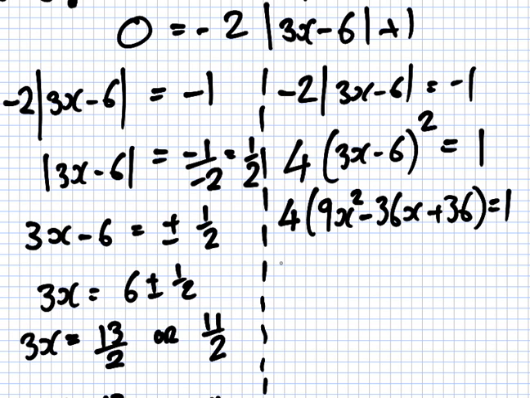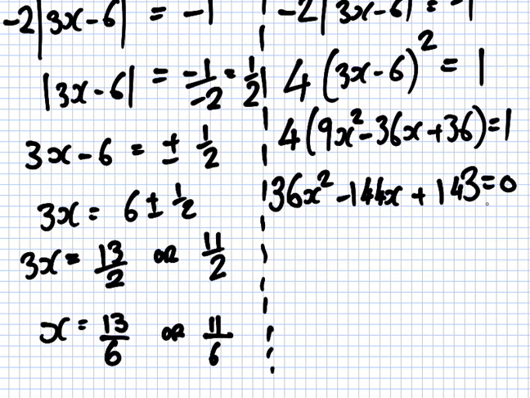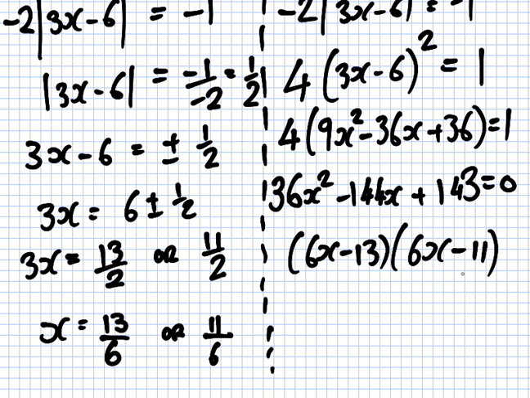Yeah. So I get 36x squared minus 144x plus 143 equals 0. I took the 1 to the left. It was 144 minus 1. That's why it's 143. This has factors 6x minus 13 and 6x minus 11. And if you believe that I just factorized that in my head so quickly, you're all suckers. I didn't.